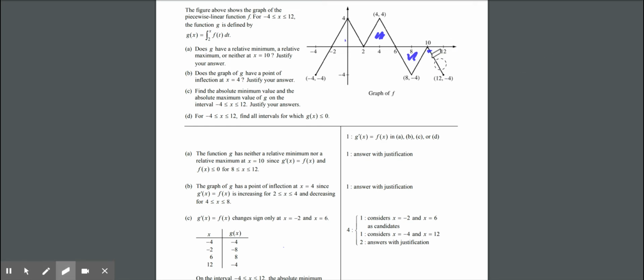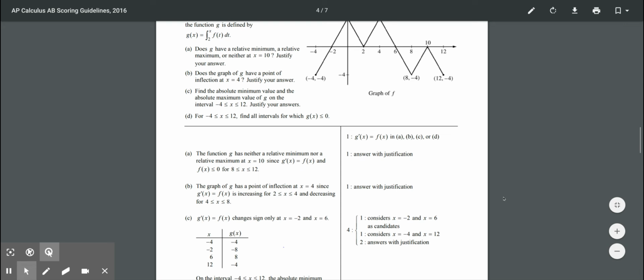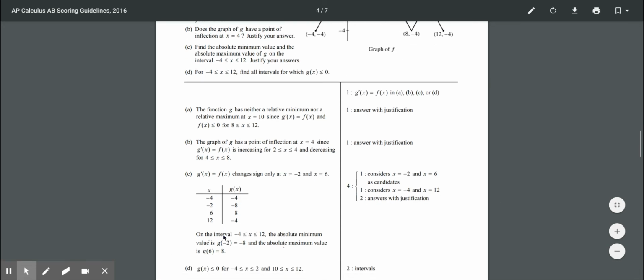Once you find all of them, then really it's just about picking out the highest output and the lowest output. So I see that the highest output is +8, and that happens at 6. And then the lowest output is -8, which happens at -2. And so considering your candidates, -2 and 6, considering -4 and 12, these are all points that you have to add in order to get a perfect score here, right? So candidates, endpoints, and then your answer, which I'll scroll down just a little bit here. We can see absolute minimum, g of -2 equals -8, absolute maximum, g of 6 equals 8. All right, so you're good to go right there.